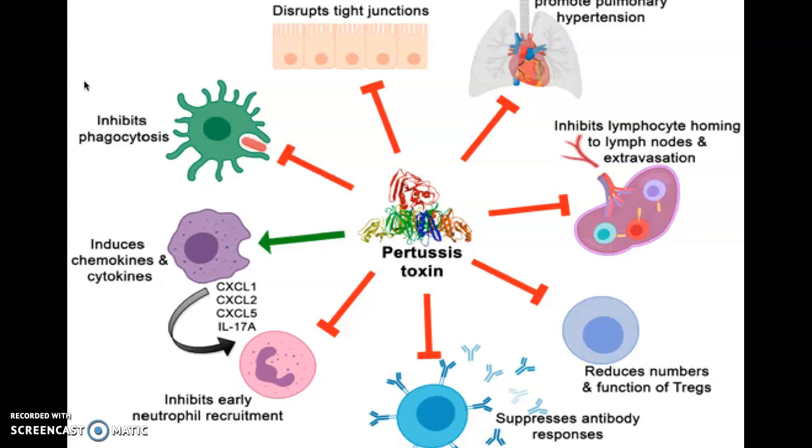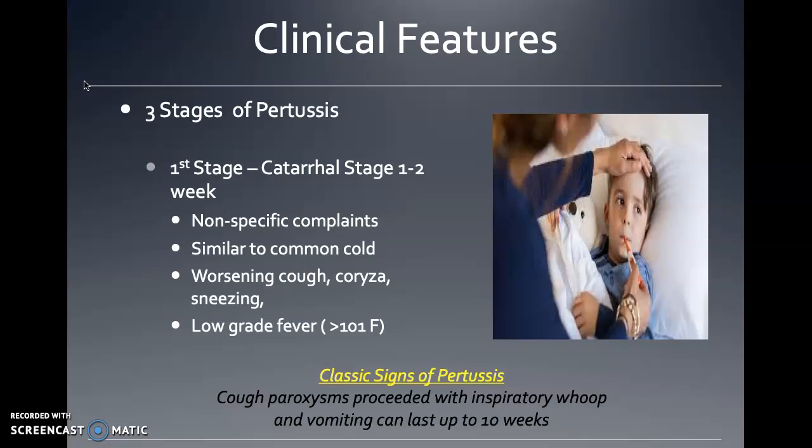This slide shows us the pertussis toxin and how it affects the pulmonary and epithelial cells, which become paralyzed. This can also create high pressure and then cause pulmonary hypertension, and this pulmonary hypertension leads to hypoxia, and it can lead to sudden death syndrome in younger children.